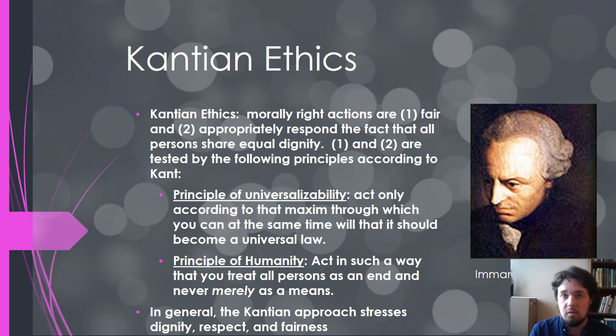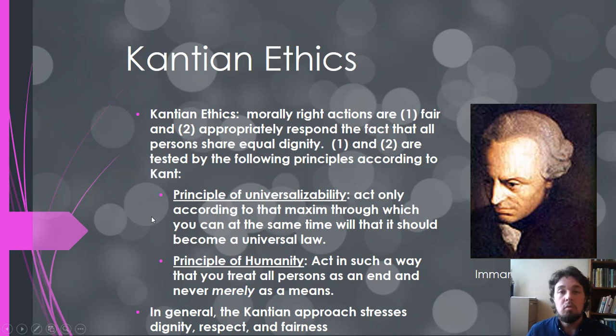So Kant rejects consequentialism, rejects utilitarianism. He says if you want to know what's right or wrong, it's not ultimately the consequences that make it right or wrong. Rather, it's whether or not the action is fair and whether or not the action is respectful. And he gives two principles to articulate how to act fairly and how to act respectfully. The principle of universalizability shows us how to act in a fair way. And that says act according to that maxim through which you can at the same time will that it should become a universal law. So this is kind of a mouthful, but basically what it's saying is this.